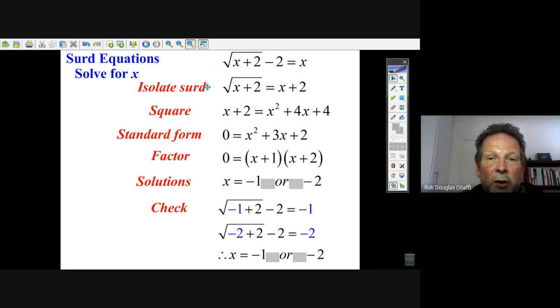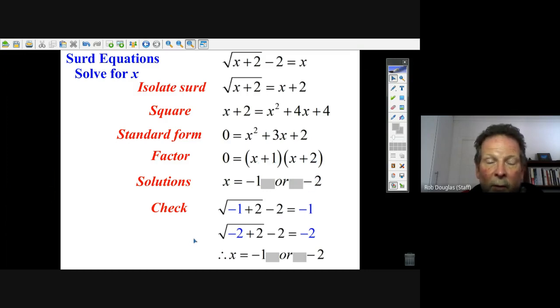The first step is to make sure the square root is by itself. In this question, we had to add 2. I'm going to do this quickly because it's something we all should have done. Then you square both sides. You square the square root, you get x plus 2. If you square x plus 2, you get this. Then you make it 0, put it in standard form. Subtract x and subtract 2, and you get standard form. Then you factor it, and then you are able to write out the answers. The opposite of this: minus 1 plus 1 makes it 0, and minus 2 makes it 0.